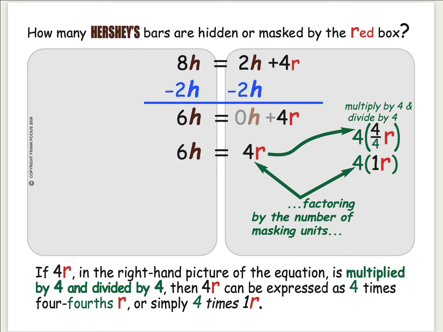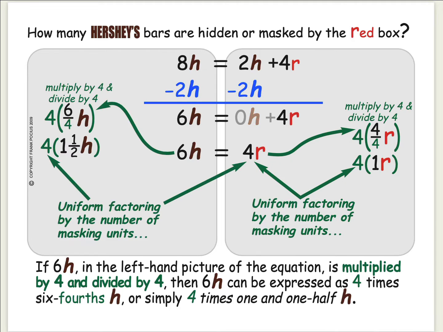If 4R in the right-hand picture of the equation is multiplied by 4 and divided by 4, then 4R can be expressed as 4 times 4/4 R, or simply 4 times 1R. If 6H in the left-hand picture of the equation is multiplied by 4 and divided by 4, then 6H can be expressed as 4 times 6/4 H, or simply 4 times 1 1/2 H.